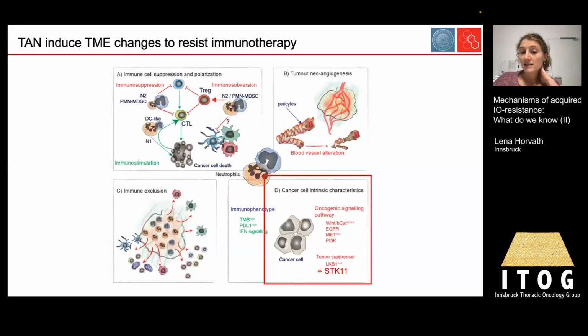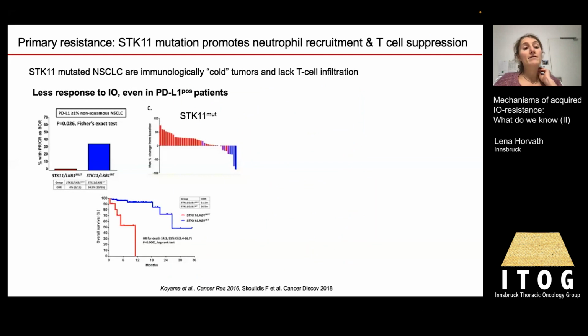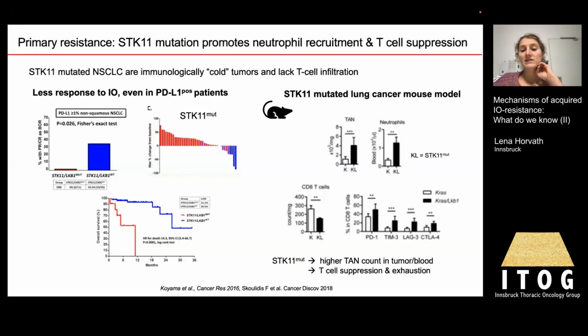And now I'm going to come to the last part, which is the cancer cell intrinsic characteristic of STK11 mutations and how this is associated with neutrophils. So we know that STK11 mutated NSCLC tumors are immunologically cold, they lack T cell infiltration. And we also know that patients that have an STK11 mutation respond less to immunotherapy, even though they are PD-L1 positive, which you can see here in these slides. And also, this has been translated to a worse overall survival. And of course, this has also something to do with neutrophils, because otherwise I wouldn't mention it.